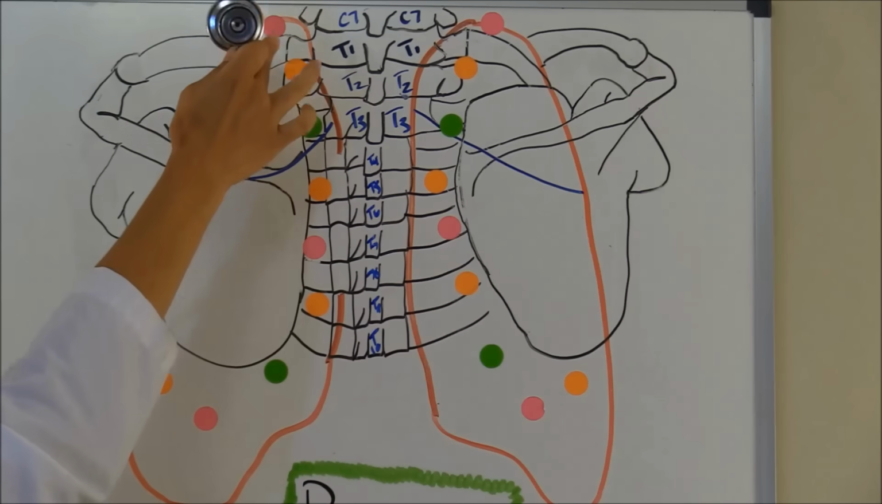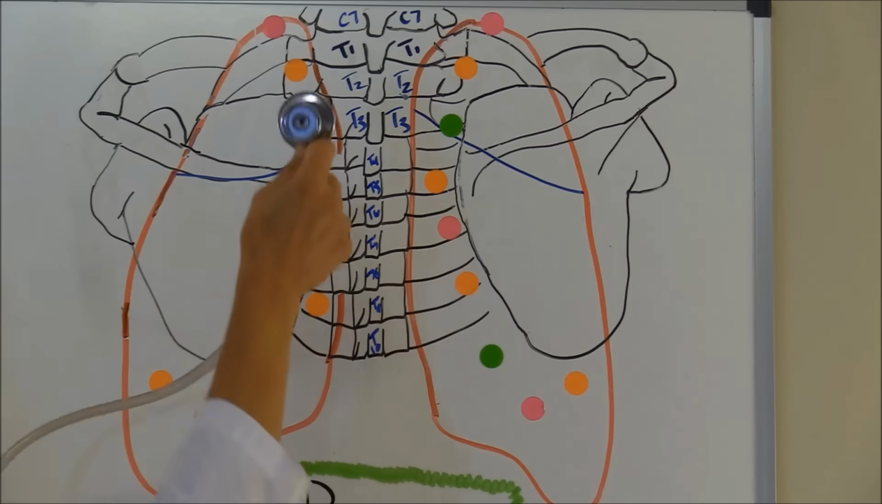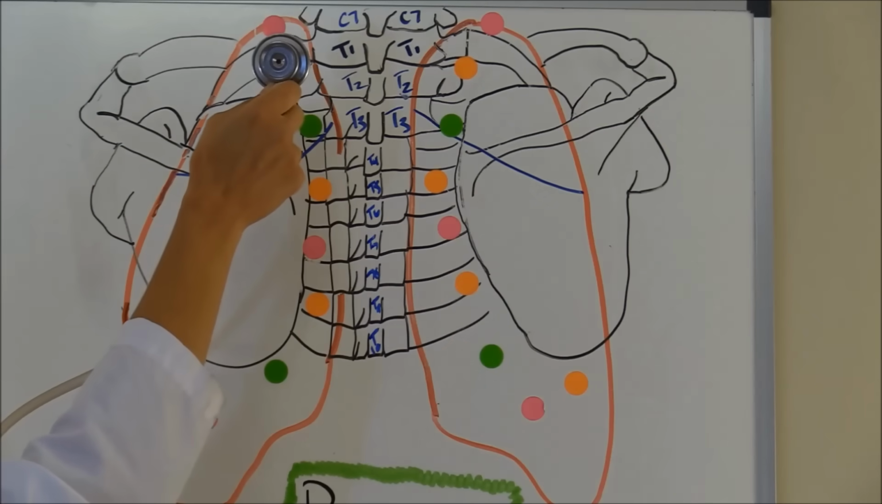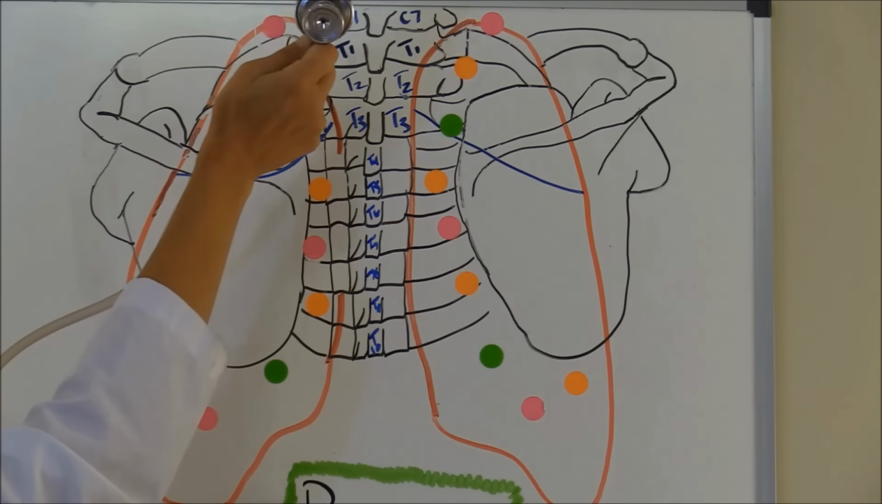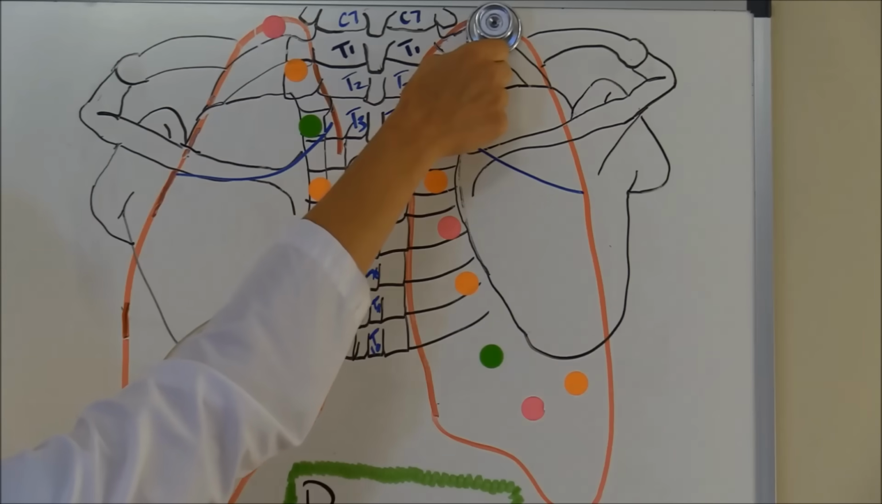Just like with anterior, in the posterior, we're gonna start from top to bottom and compare sides and work our way down. And we're going to start right above the scapula, right where the apex is. And we're gonna listen here, and then we're gonna go over to the other side and compare.